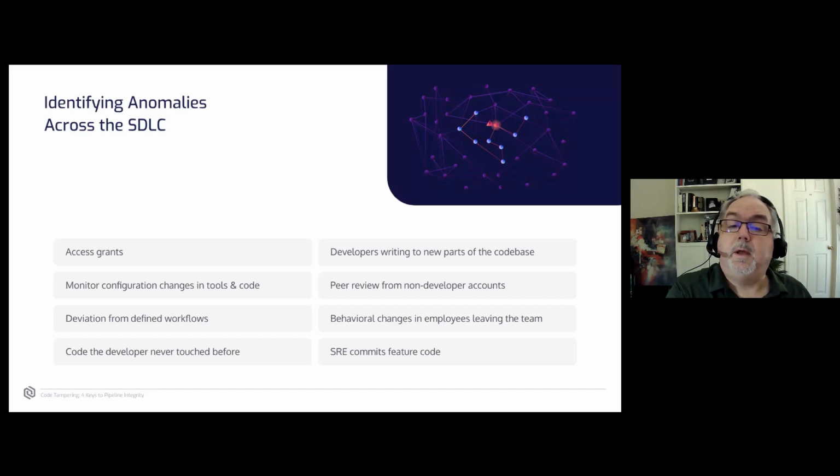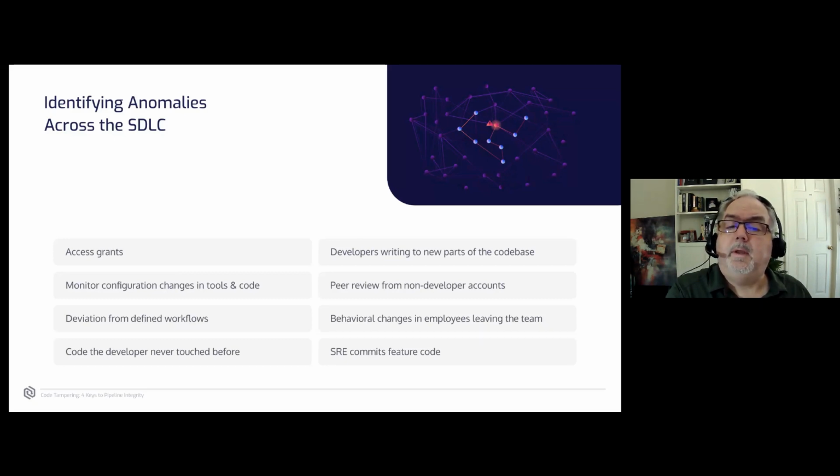By monitoring new grants and configuration changes, you can detect attackers. Or you could look for developers accessing new repositories or committing changes to new parts of the code base, or code changes or change approvals coming from non-developer accounts. These types of events, especially as they start to chain together, increase our confidence that something is amiss and needs to be dealt with.